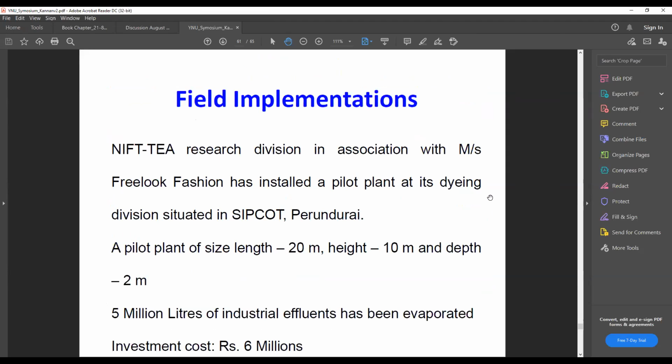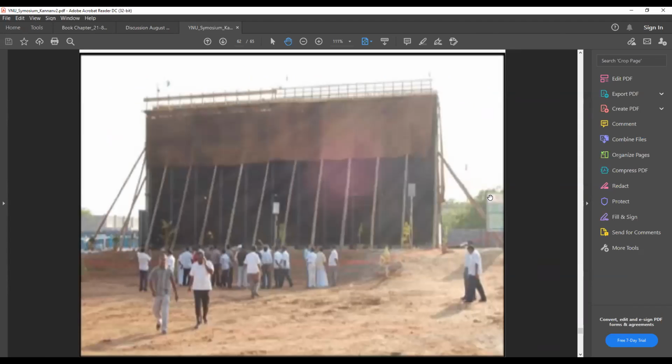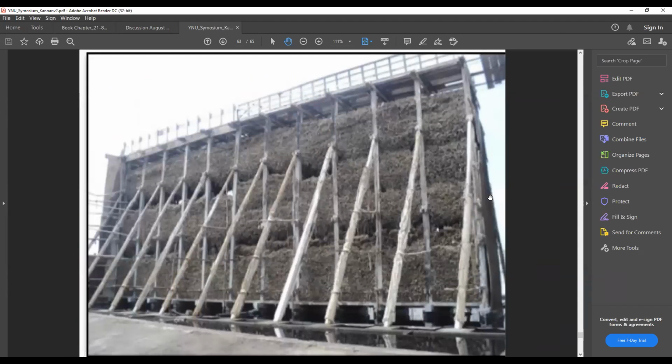The National Institute of Fashion Technology and the Tirupur Exporters Association took up this idea, and they installed a working unit in their site, and they found substantial evaporation of the water could be achieved. So this is the evaporator after it has been used for quite some time. You can see that a lot of salts have been deposited on the brushwood sticks, and they have to be cleaned before the thing can be again reused.